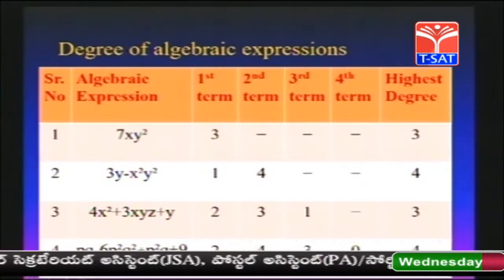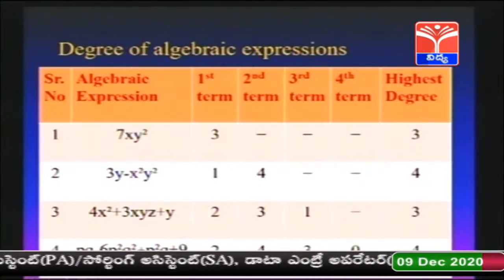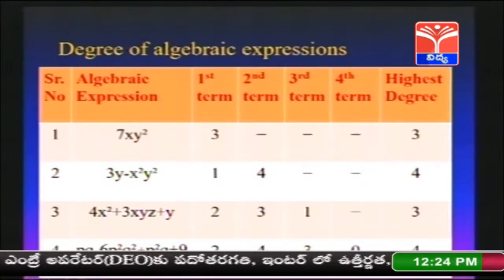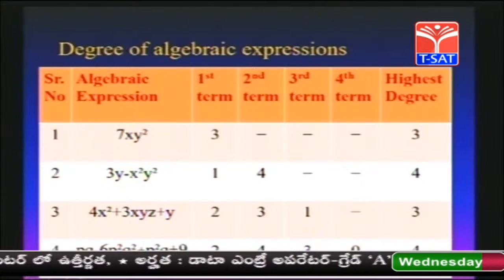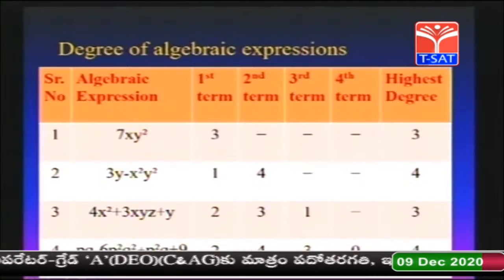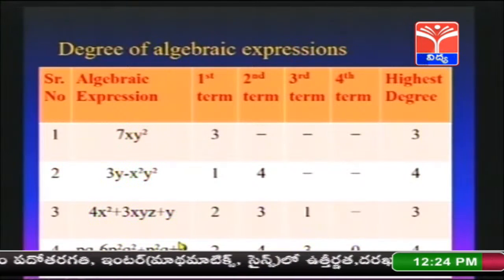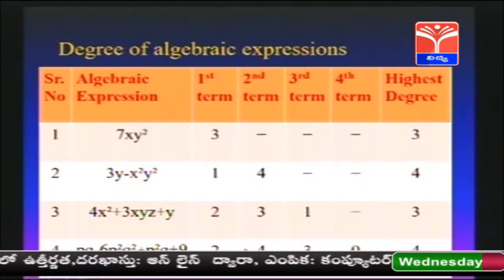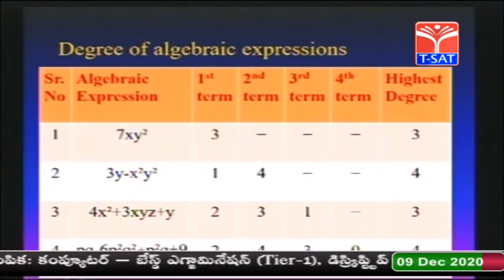Now pq minus p square q square plus p square q plus 9. In the first term you see 1 plus 1, the degree is 2. In the second term it is 2 plus 2, that is 4. In the third term it is 2 plus 1, that is 3. And the fourth term, since it is a constant, it is 0. So in these 4, the highest degree is 4. Degree of this particular expression is 4.